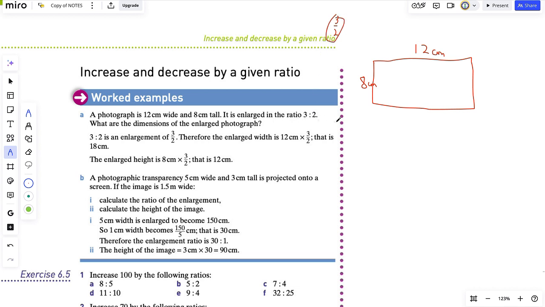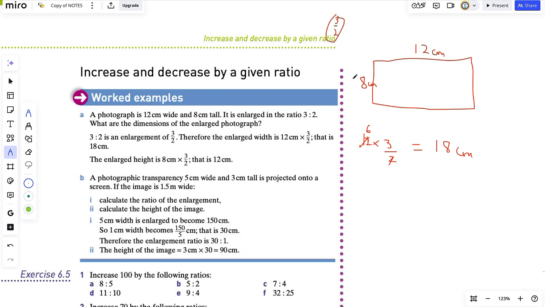If I want to know the dimension of the new enlarged one, 12 centimeters, I want to see the new size, so it is 12 times 3 over 2. 2 into 12, 6. So 6 times 3, we get 18. So this is the large size. The length that was 12 before, the large one will be 18 centimeters instead of 12.